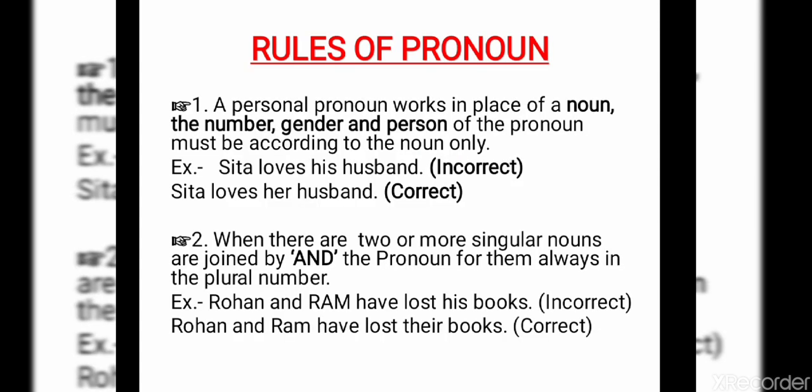The first rule of pronouns is that a personal pronoun works in place of a noun. The number, gender, and person of the pronoun must be according to the noun only. For example, "Sita loves his husband" is incorrect because Sita is a female. So we write, "Sita loves her husband." It is not his husband, it is her husband. So here we should match the gender.